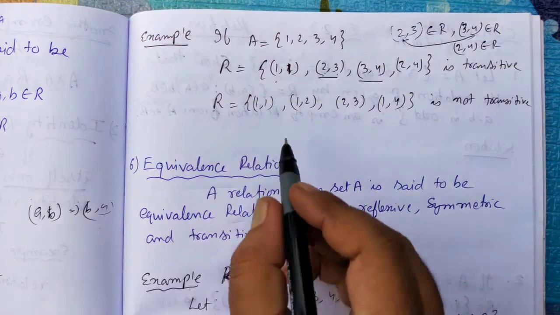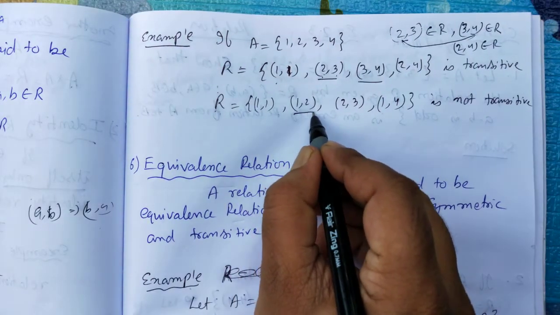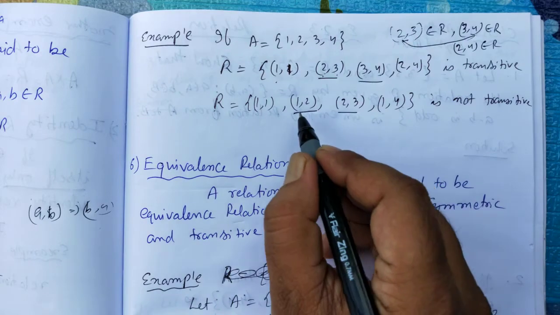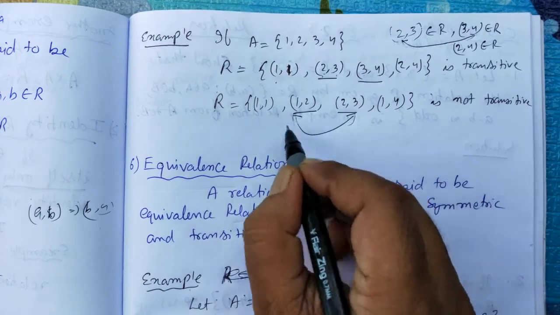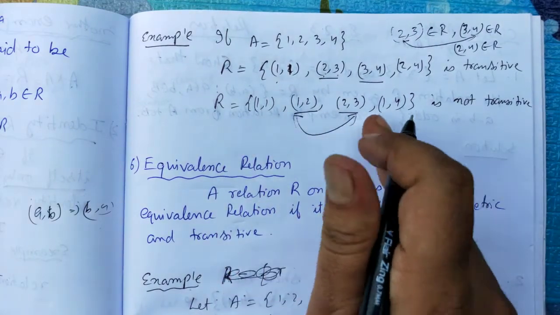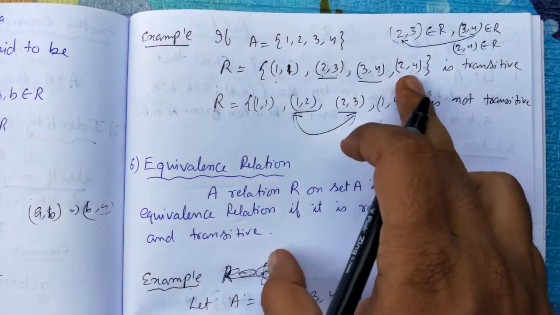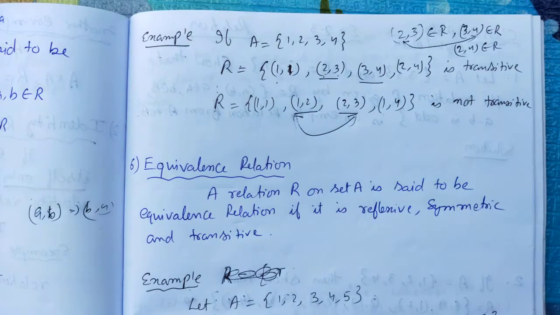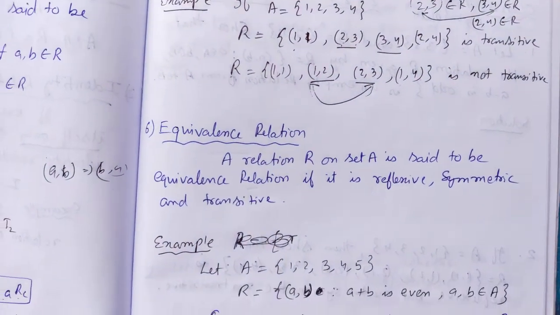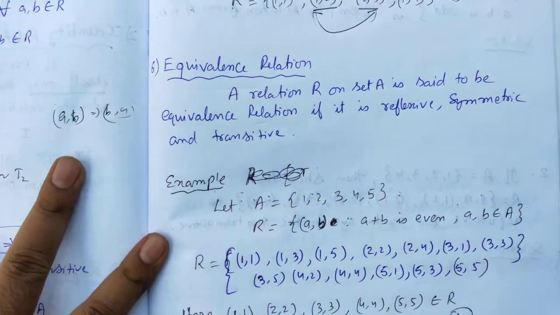This cannot be a transitive relation. See, (1,2) belongs to R, (2,3) belongs to R, but this (1,3) is not in R. So it's not a transitive relation, okay? This is transitive because it is satisfying the transitive condition. The last one is equivalence relation.